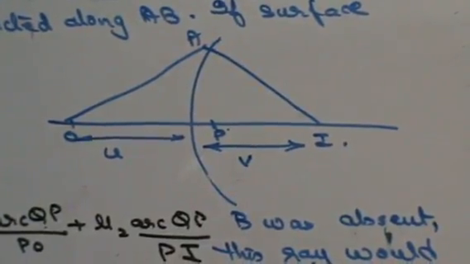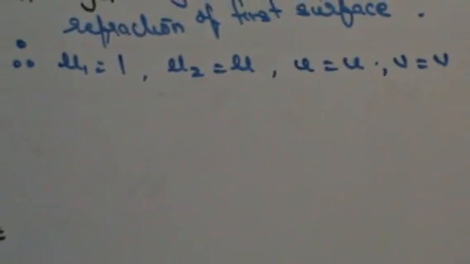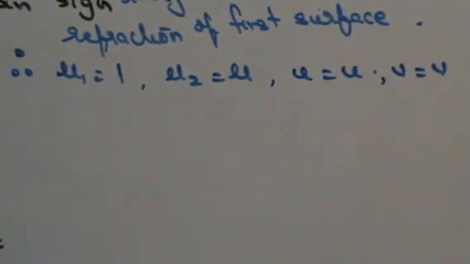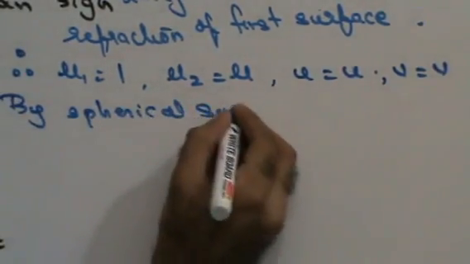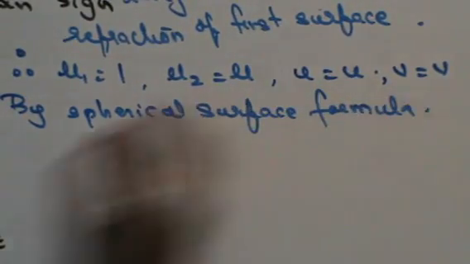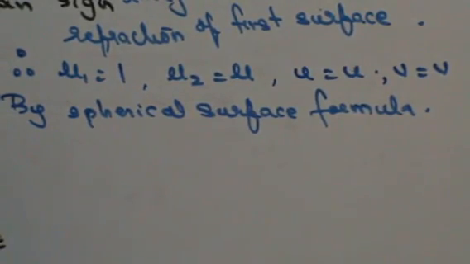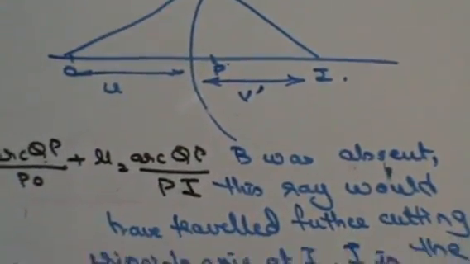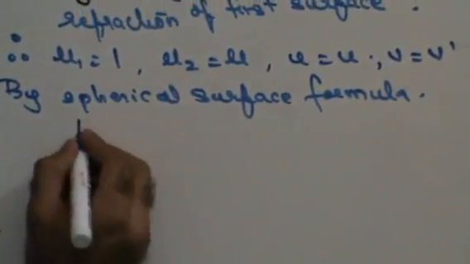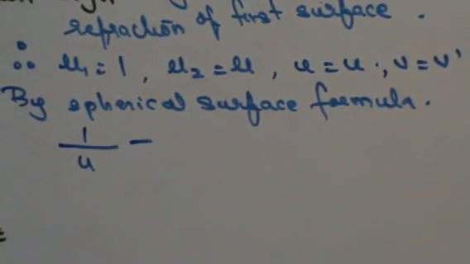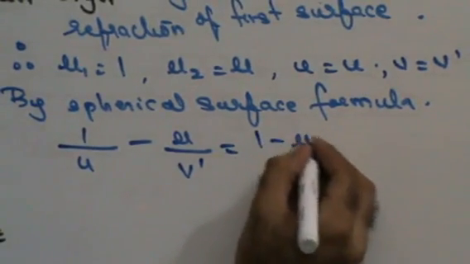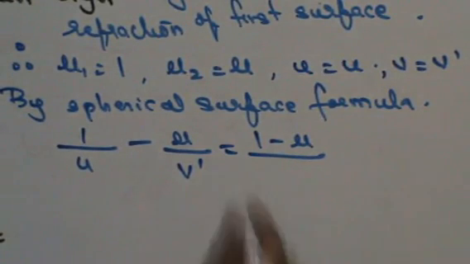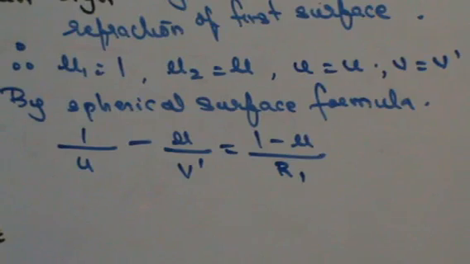So in that case I could say, by the spherical surface formula, let's assume this distance to be v bar. Instead of v, I'm assuming that distance to be v bar. Now if I apply the spherical surface formula, it says that mu1, which is 1, upon u minus mu2, which is mu, upon v bar, is equal to mu1 minus mu2, that is 1 minus mu, upon R1. We'll assume this to be R1. So this is your first refraction that will occur.